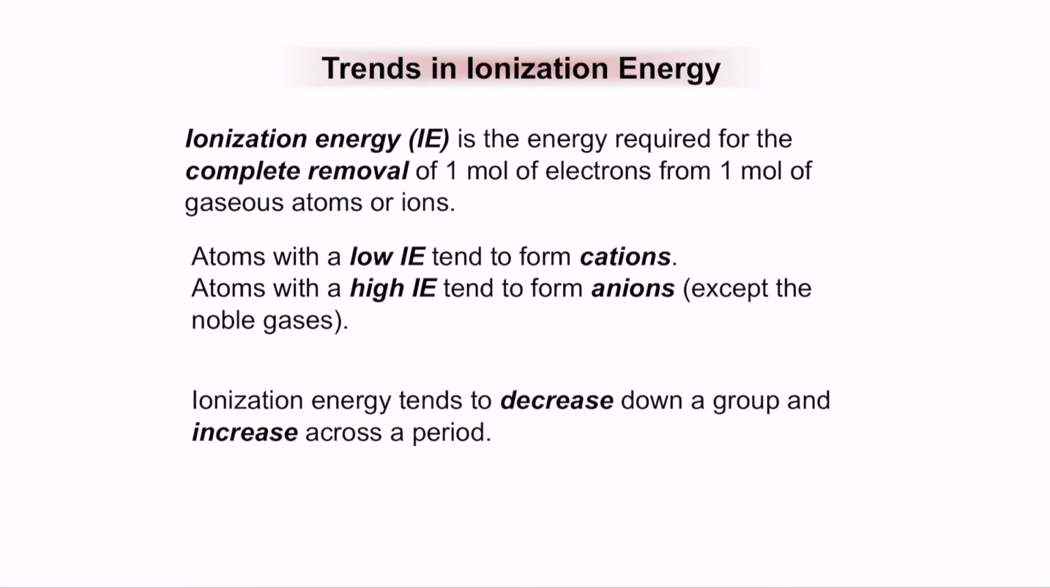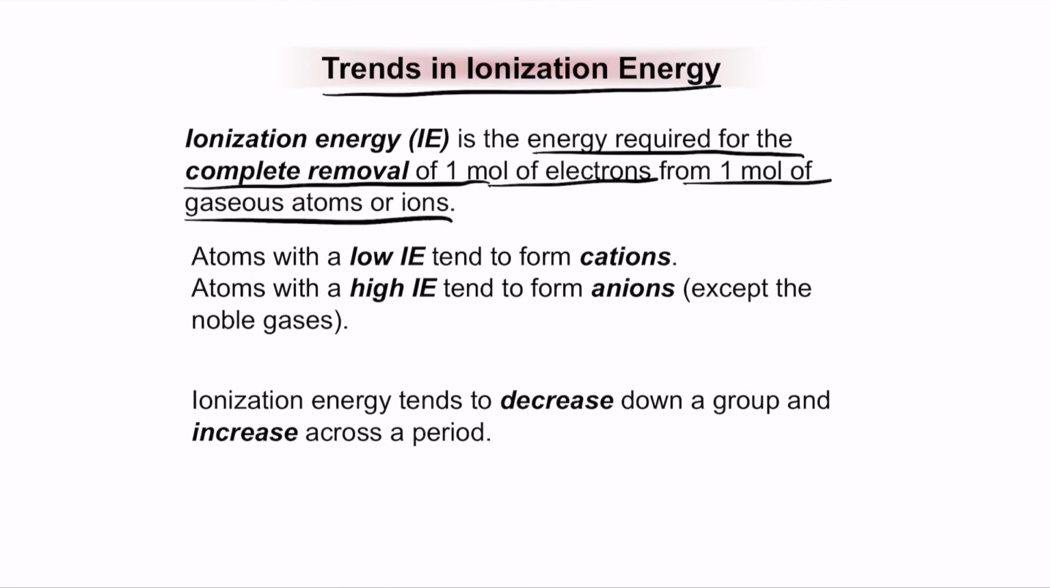Next are the trends in ionization energy. What is ionization energy? Ionization energy is the amount of energy required for the complete removal of 1 mole of electrons from 1 mole of gaseous atoms or ions. So the atoms with low ionization energy generally tend to form cations. Cations are generally positively charged atoms. Atoms with high ionization energy will form anions. The anions are the atoms that form negatively charged ions.